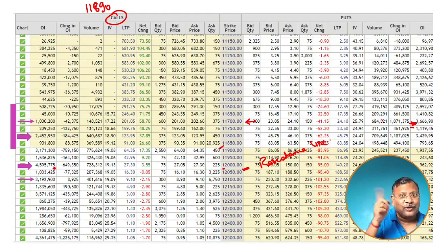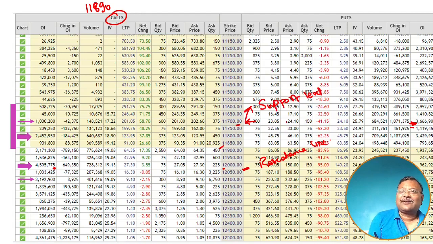But like I said, I don't care about the buyers. I care about the fact that the sellers are there. And so many sellers are of the view that the market will not go below 11,700. That means I can reasonably take this to be the support level. Now, did you notice something? We have derived the support and the resistance level.